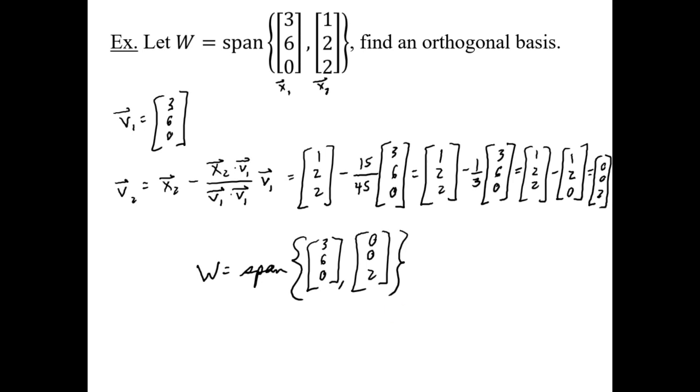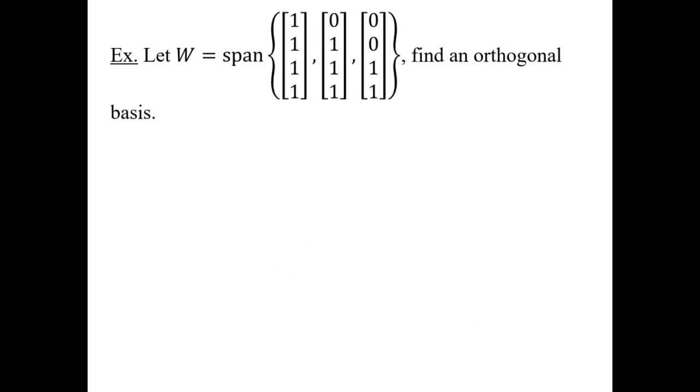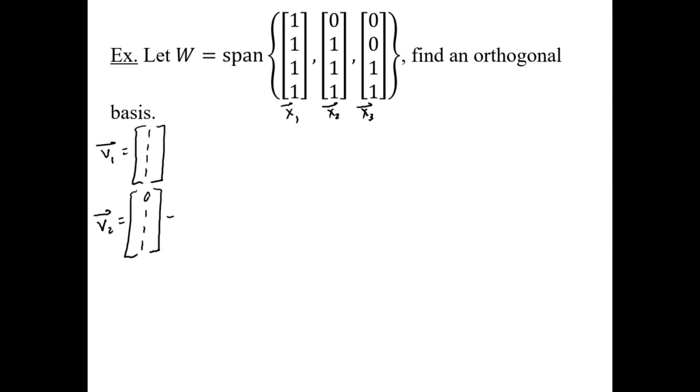Let's try another one here. This time we've got 3 vectors in our basis. Again, same question, find the orthogonal basis. So I will define these as x1, x2, x3. So v1 is just x1, which was 1, 1, 1, 1. v2 is equal to x2, which is 0, 1, 1, 1, minus x2.v1 over v1.v1 times v1.